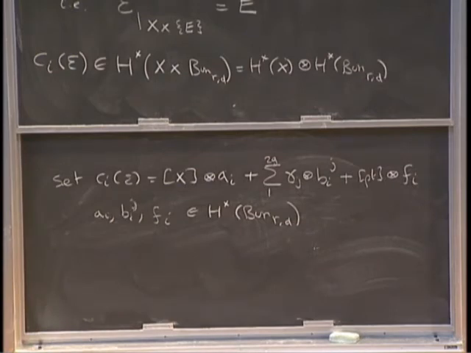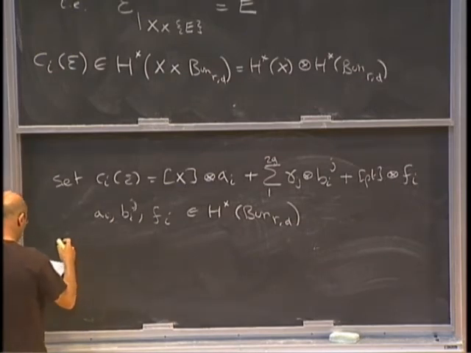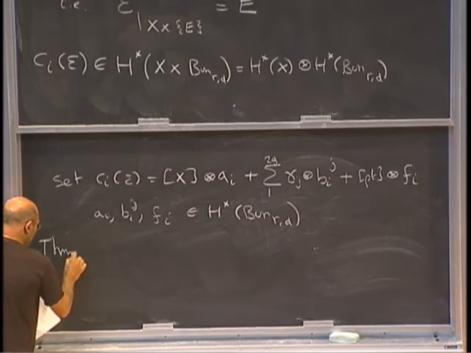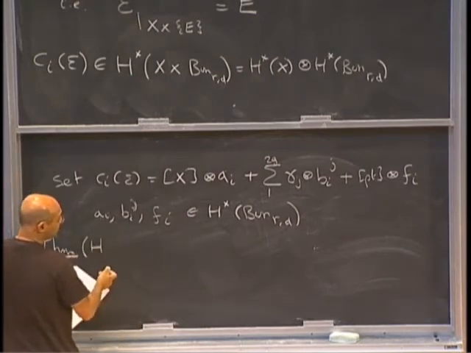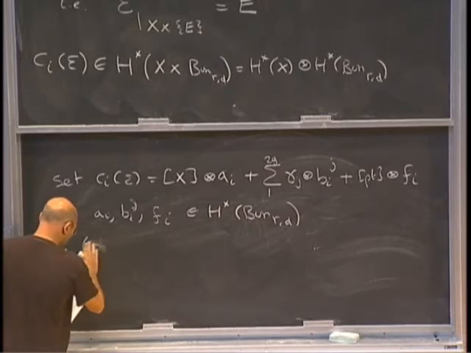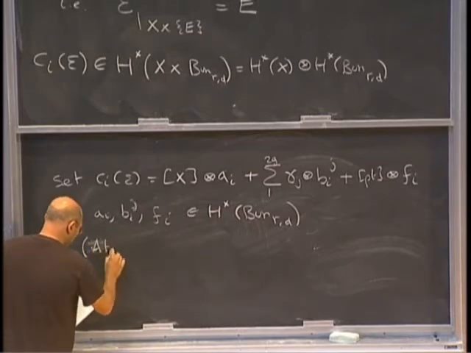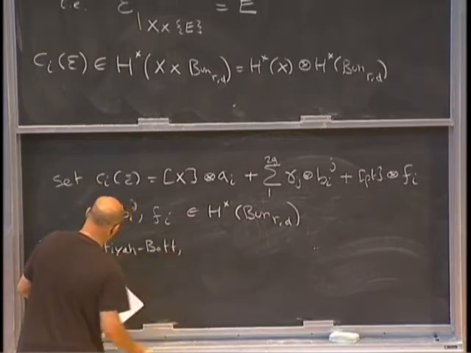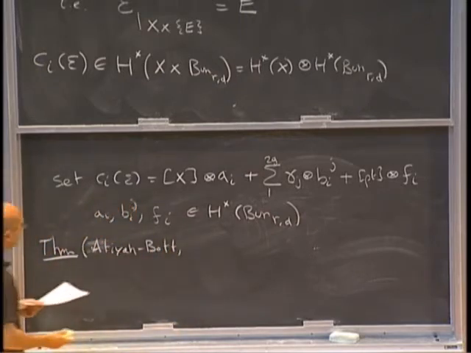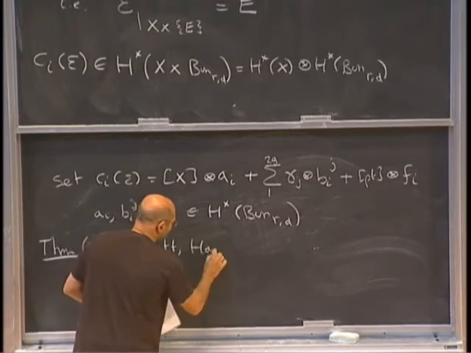And the magic is a theorem, which I think is usually attributed to Atiyah and Bott. I think a part of this was proved by Harder and Narasimhan before that.